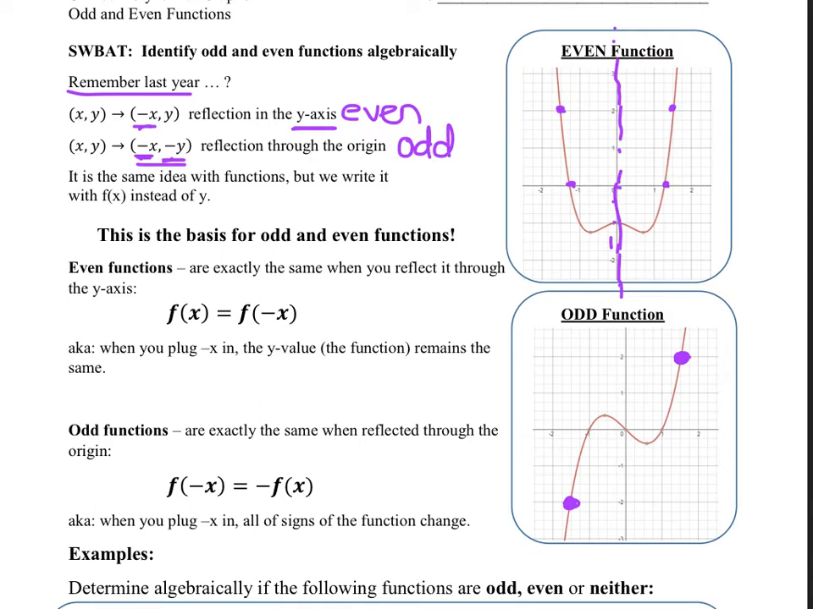Okay, so on a graph, it's kind of easy. For an even function, you can just simply look at it and see if it's symmetric through the line x equals 0 or the y-axis. Odd function, you just flip around. You can just turn it upside down.